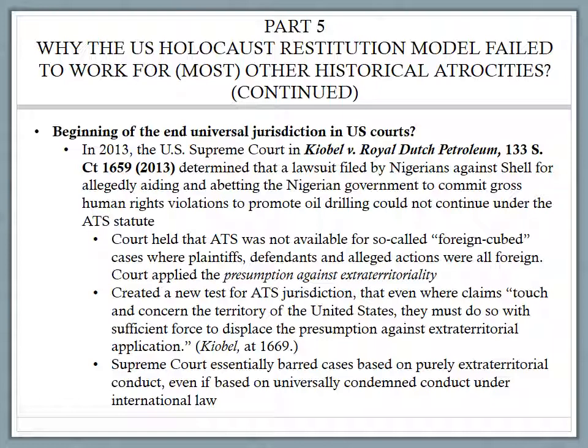And the Supreme Court found that the case could not continue under the Alien Tort Statute because the Alien Tort Statute was not available for so-called foreign cubed cases, where the plaintiffs, the defendants, and the alleged actions were all foreign, so occurred outside of the U.S. The court applied the presumption against extraterritoriality, where unless Congress so states otherwise, laws passed by Congress are to be interpreted to apply to conduct in the U.S. only. In this case, in Kiobel, the Supreme Court created a new test for ATS jurisdiction, that even where claims touch and concern the territory of the United States, they must do so with sufficient force to displace the presumption against extraterritorial application. The Supreme Court essentially barred cases based on purely extraterritorial conduct, even if based on universally condemned conduct under international law.